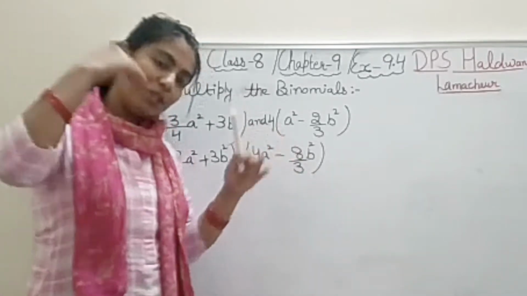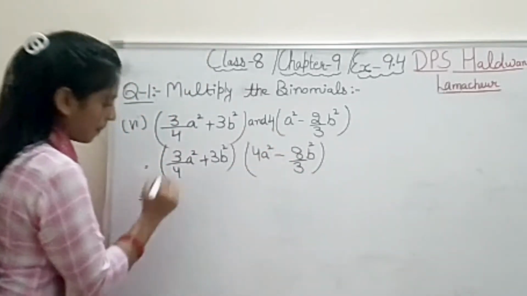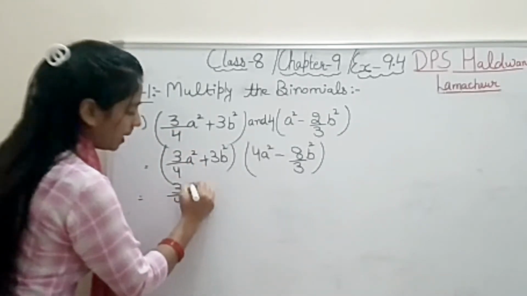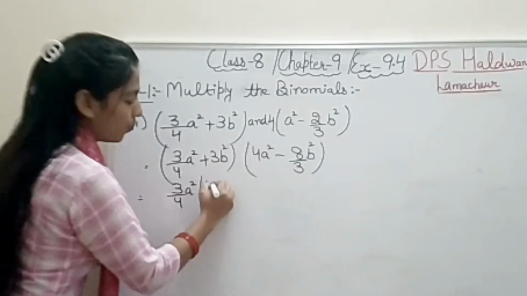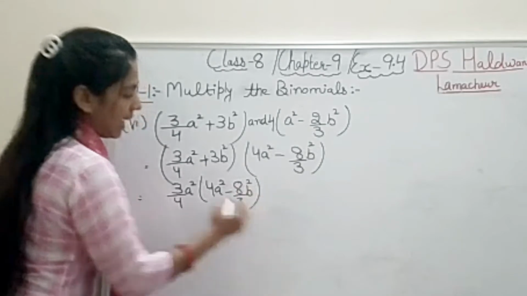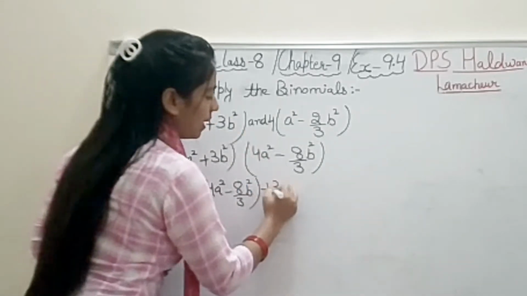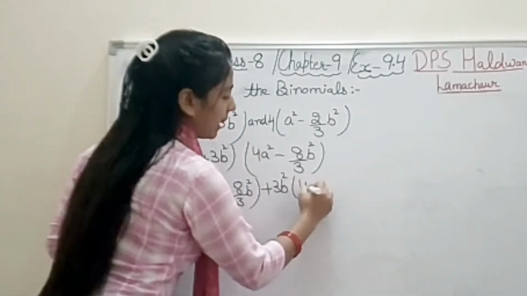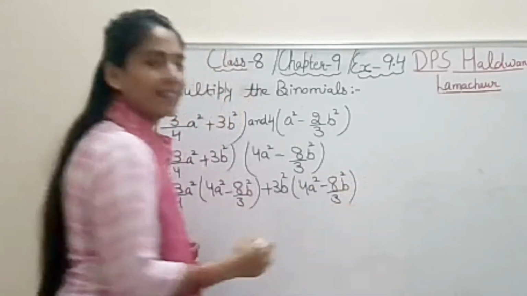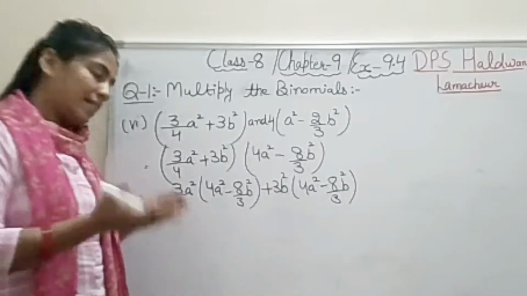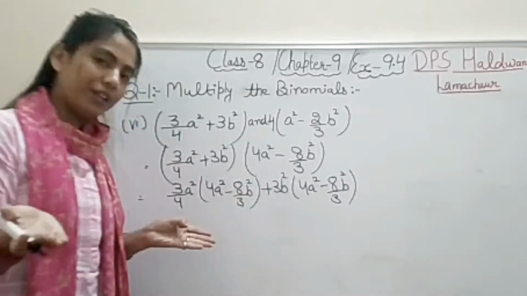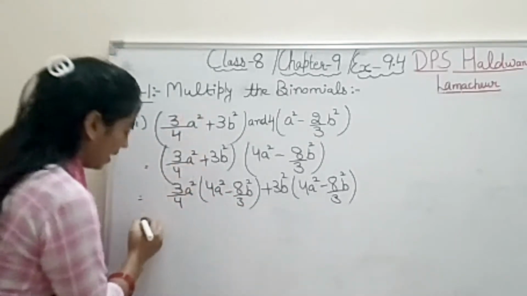So everything you will do step by step, then only you will understand. Bracket solved. Now coming to our next step, you will multiply this first term 3 by 4 a square with this whole bracket 4a square minus 8 by 3b square, and this plus 3b square will multiply with this whole bracket. Right student? Now coming to our next step, multiply the outside one term one by one with each and every term inside the bracket. So let's start.